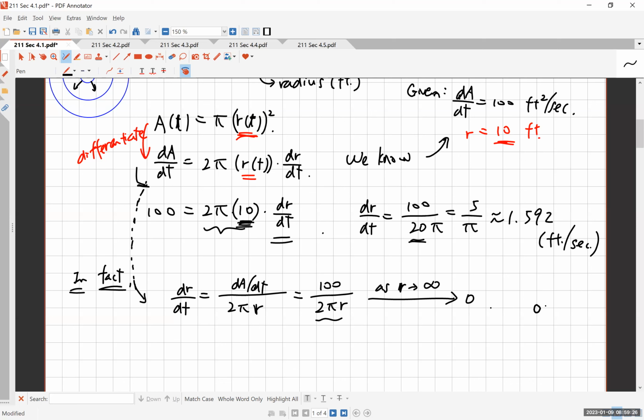When the radius is small, 100 square feet per second is a pretty fast growing circle. But when the circle is really, really big, let's say r is a mile or something, then in order to increase the area by 100 square feet per second, the rate at which the radius is changing is going to be very, very small. Because a small change in a large circle is going to give you 100 square feet per second.